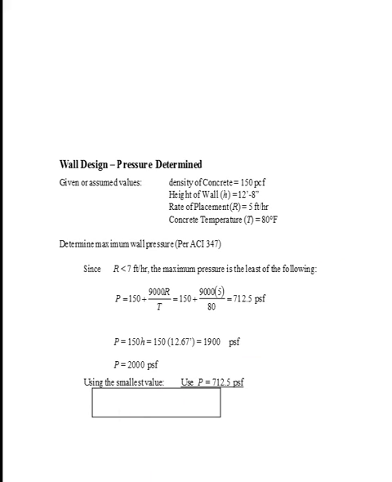Again, there's another example of just determining the pressure given the concrete density, the height, the rate of placement 5 feet per hour, the concrete temperature 80 degrees. What you should do is probably go ahead and input that in the first tab on your wall design spreadsheet, and put those numbers in, and you should be able to verify that it comes out near to that 712.5 PSF. All right, so you might want to try doing that.